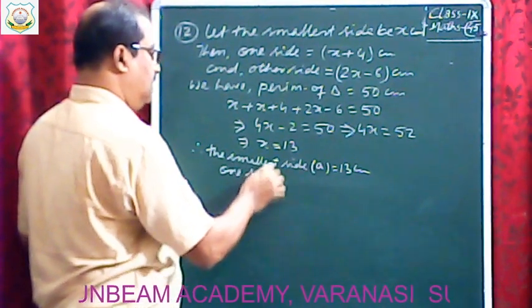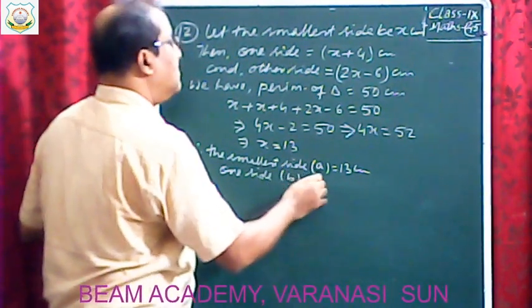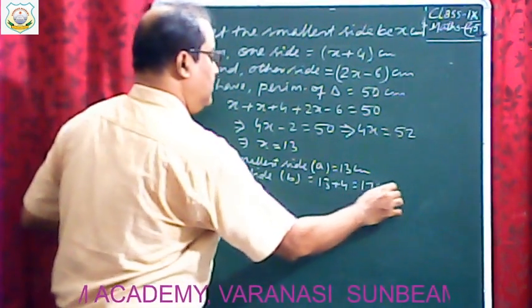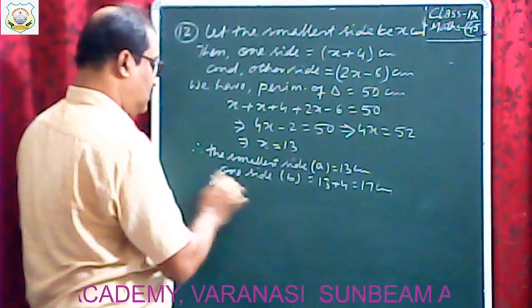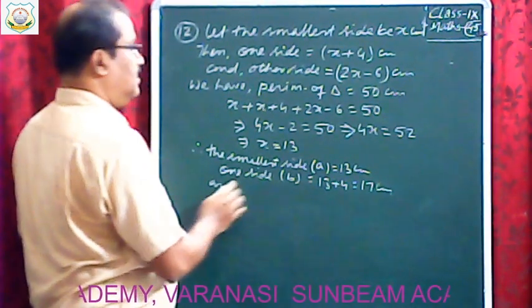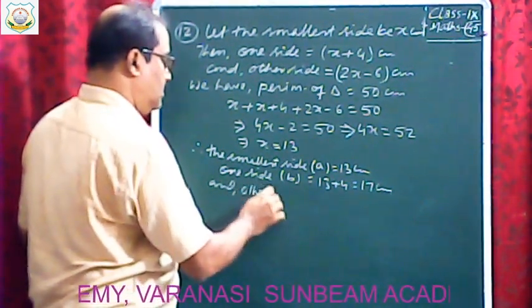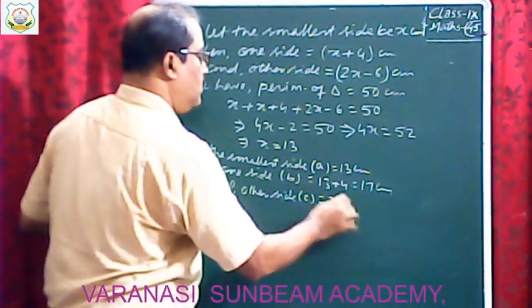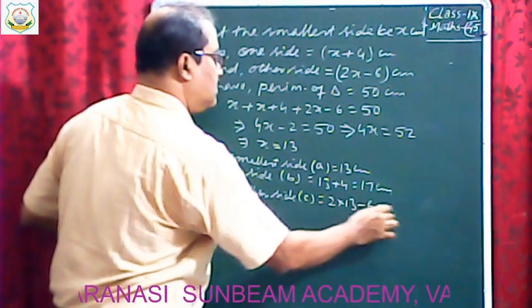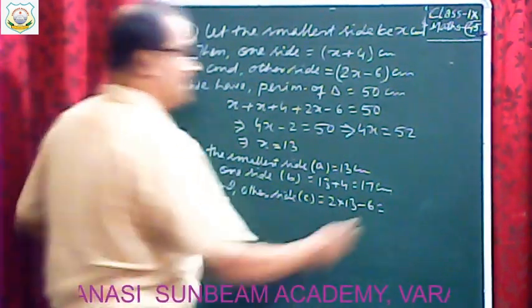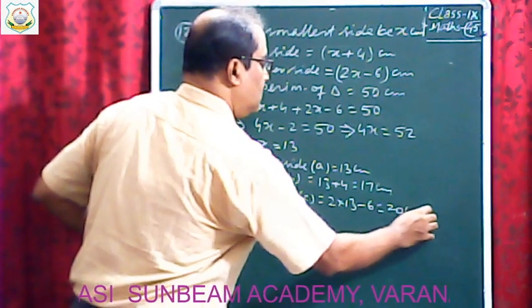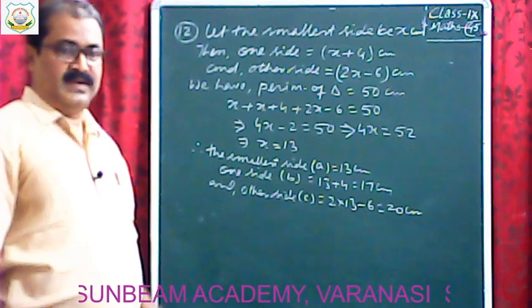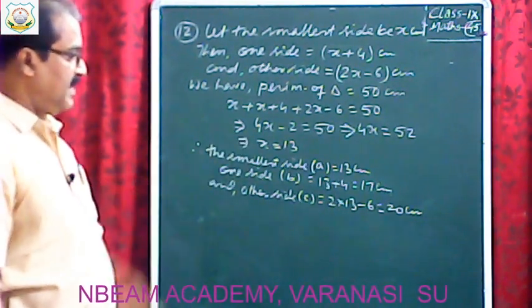One side, suppose it is B, equal to 13 plus 4, 17 centimeter, and the other side, suppose C, that is 2 into 13 minus 6, 26 minus 6, 20 centimeter. So all three sides we get. Now thereafter you have to find the area by using Heron's formula, because all three sides are different.